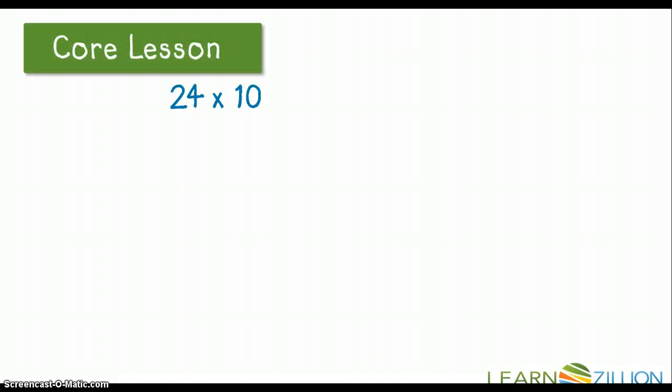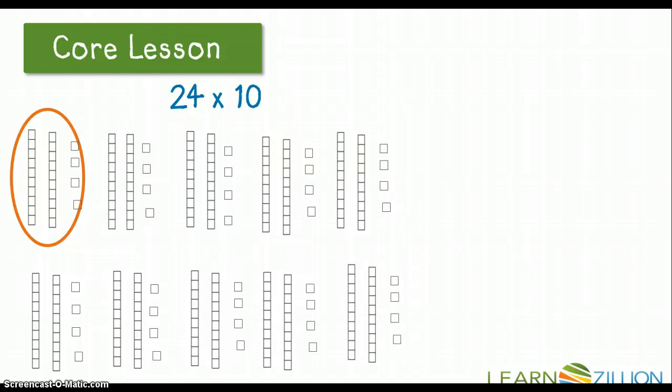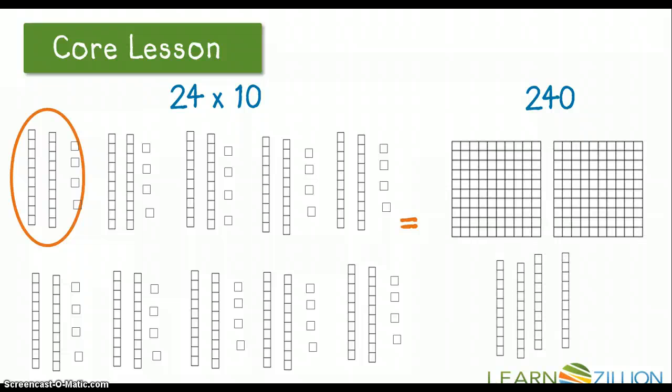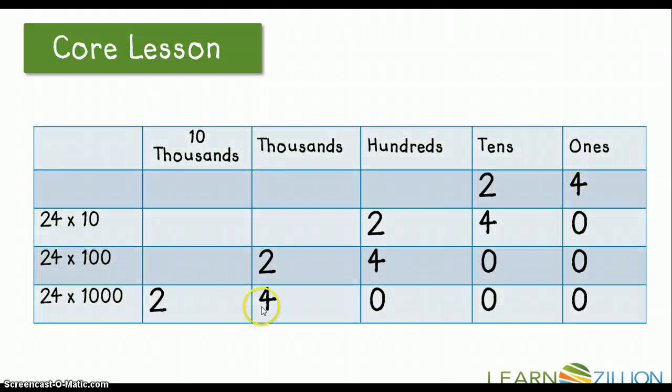Let's now take a look at the number 24 and increase 24 10 times. If we increase the number 24 10 times, we get the number 240. 240 is 10 times bigger than 24. Let's take a look at the number 24 on a place value chart. If you look up at the top of our place value chart, you'll notice that 24 is made up of 2 tens and 4 ones. If we multiply 24 times 10, we create the number 240. And we add a 0 to our 24.